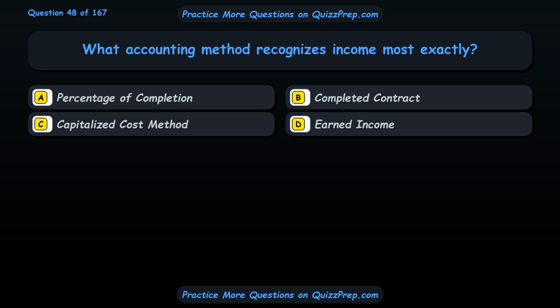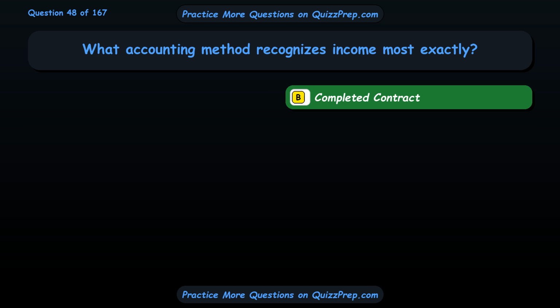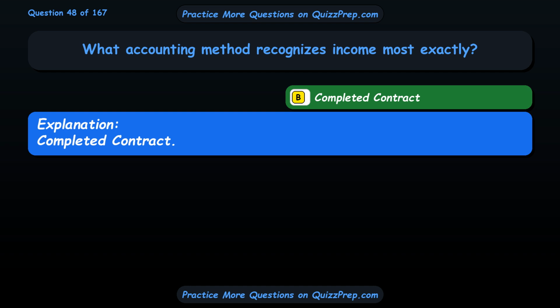Question 48. What accounting method recognizes income most exactly? Option A. Percentage of completion. Option B. Completed contract. Option C. Capitalized cost method. Option D. Earned income. The correct answer is option B. Completed contract.